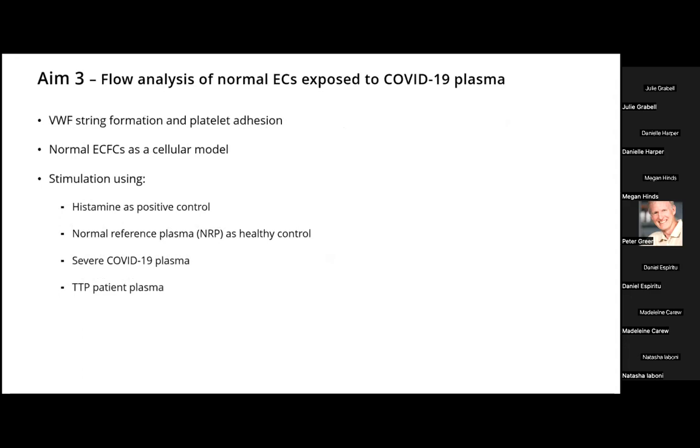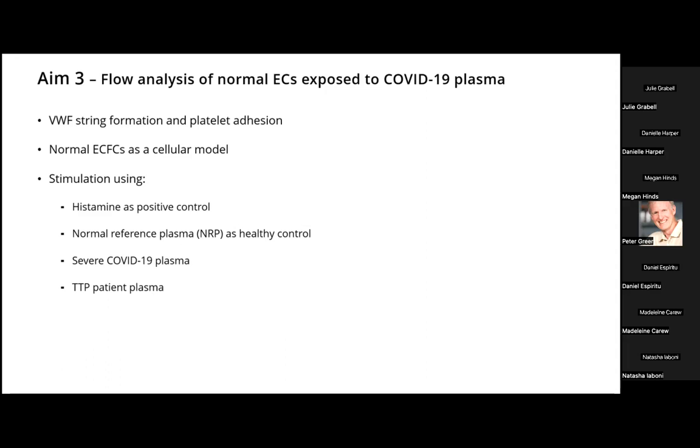So aim 3 is the flow analysis of normal endothelial cells exposed to the COVID-19 plasma. And just as a recap, I'm looking for the VWF string formation and platelet adhesion in response to incubation with this plasma. So again, endothelial colony forming cells will be used as the cellular model, and they'll be stimulated with histamine, normal reference plasma, and severe COVID-19 plasma.